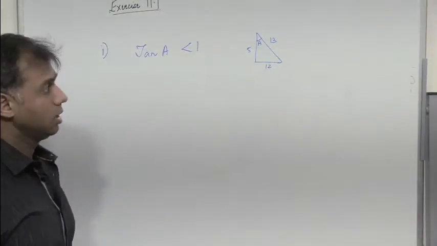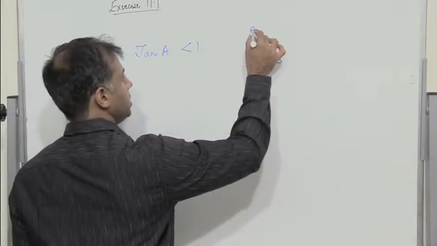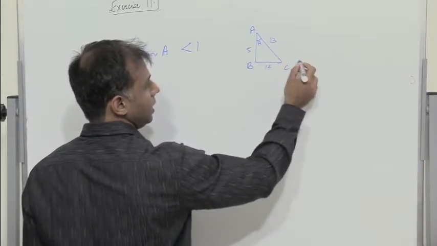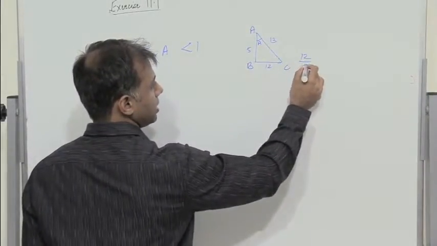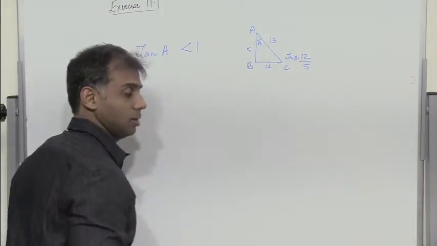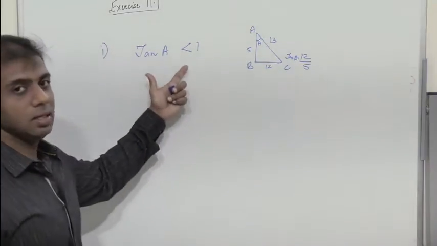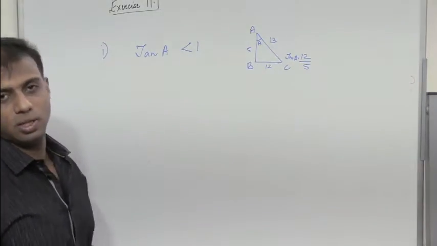Suppose I have a right angle triangle like this, 13, 12 and 5. So this is A, B and C. What is tan A? Opposite side by adjacent side. So is this greater than 1? Yes, it is greater than 1. So tan A need not be less than 1 always.